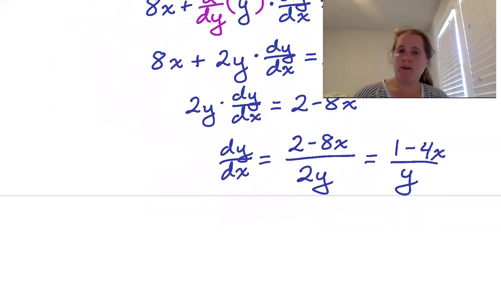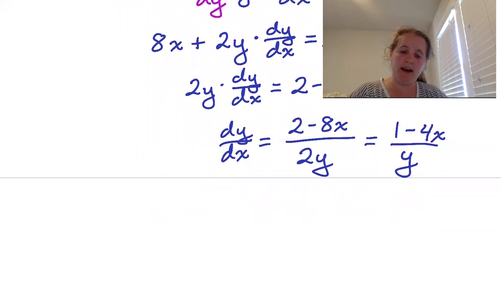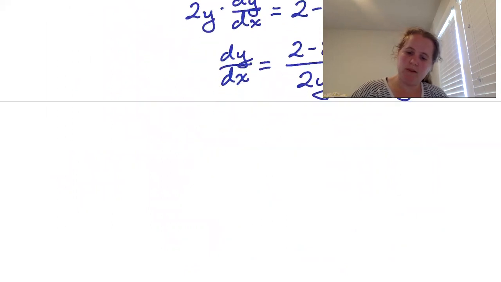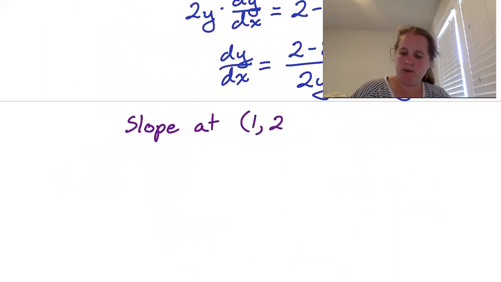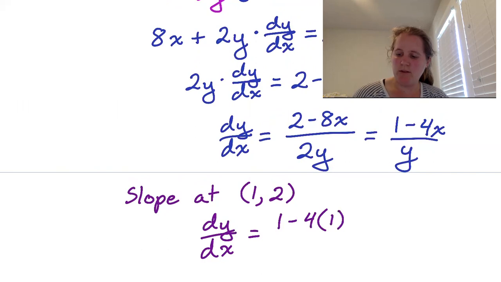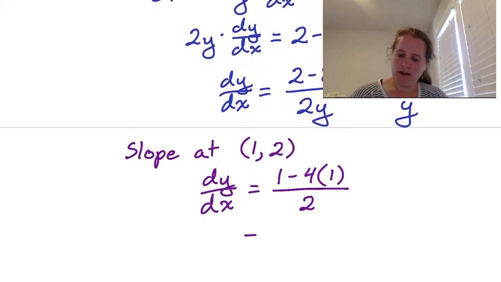At this point, we can go ahead and find the slope specifically at our point, which was 1, 2. So our slope at 1, 2, we will go ahead and plug those in. So we have dy dx is equal to 1 minus 4 times x, so 1 minus 4 times 1 divided by 2. And we get 1 minus 4 is negative 3 divided by 2, so negative 3 halves.